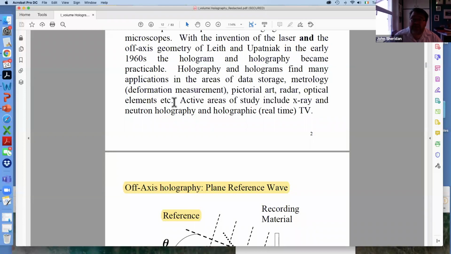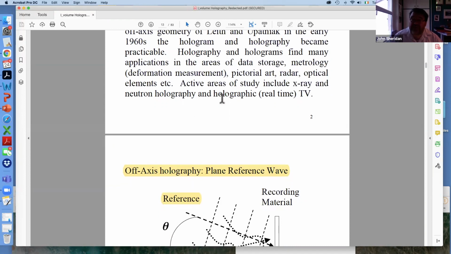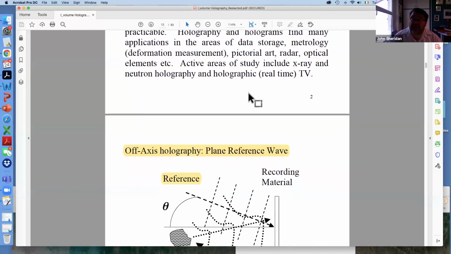So active areas include X-ray and neutron holography, and holographic real-time TV. This is a very heavy area. People have been trying to produce three-dimensional images for a long time. And now they're trying to produce holographic displays with mobile phones and augmented and virtual reality devices. And even people have produced contact lenses that you pop into your eye and give you this three-dimensional view. So there's a lot of very exciting things happening out there.